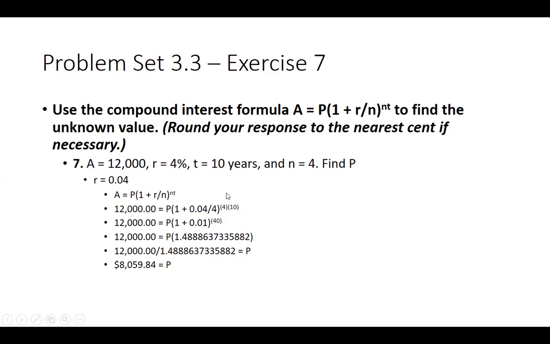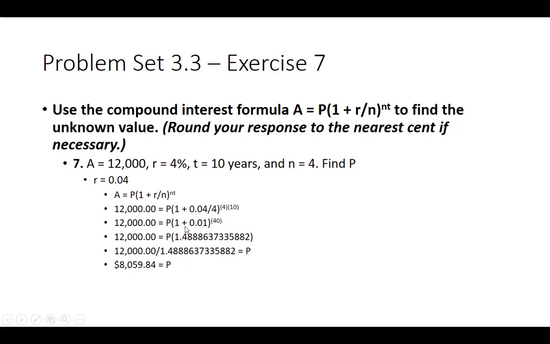Again with number 7. This time our R is given as a percentage again. So that 4% must become a decimal of 0.04. Plug in everything we know. So A is 12,000. R is 0.04. N in both places is 4. And T is 10. First step, multiply that exponent. 4 times 10 gives us 40. Do our division. 0.04 divided by 4 is 0.01.